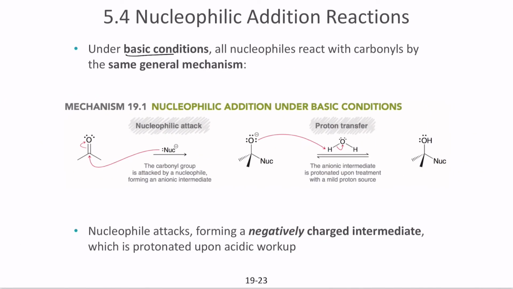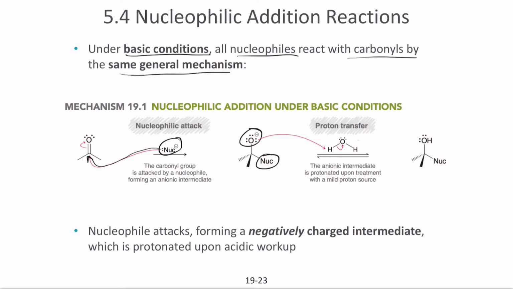Under basic conditions, all nucleophiles react with carbonyls by the same reaction mechanism. So how does the reaction mechanism work? The first thing is the nucleophile attacks the carbonyl carbon, and once it touches the carbonyl carbon, it attaches itself to that carbon, and then the oxygen gains the negative charge.